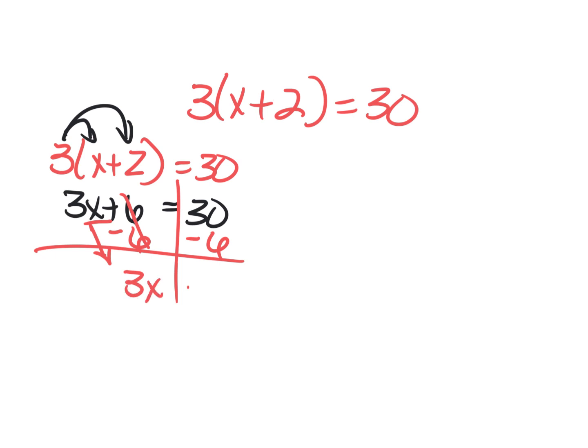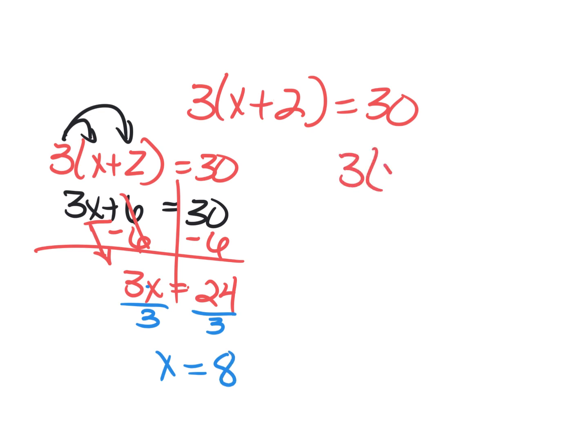Bring down the 3x. 30 minus 6 is 24. 3x means 3 times x. To get rid of times, we divide. 24 divided by 3 is 8. So there's my answer. Or we can do it the short way, the division method.